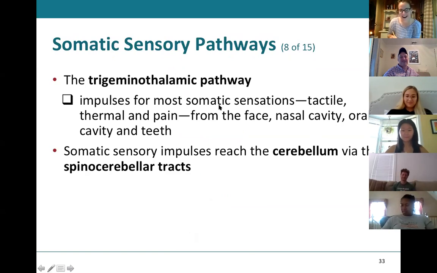Anyway, so impulses from most somatic sensory structures are tactile, thermal, pain from your face, nasal cavity, oral cavity, and your teeth. Okay, how do you know when your teeth are actually in pain?